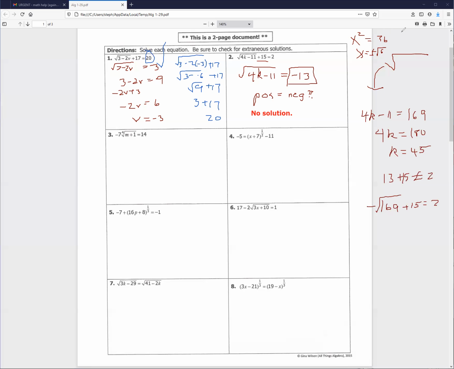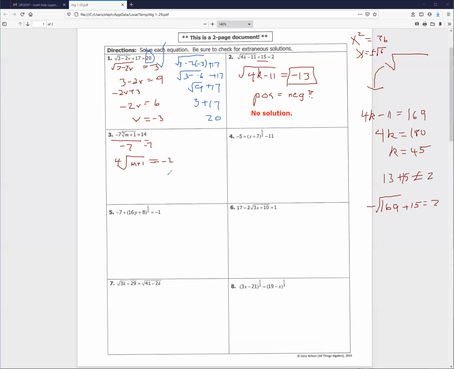All right, so let's try number 3. We're going to have a negative 7 on the outside of our radical. So that seems to me like that is the outermost thing that is taking place. Let's divide by negative 7. We're going to get 4th root of m plus 1 equals negative 2.